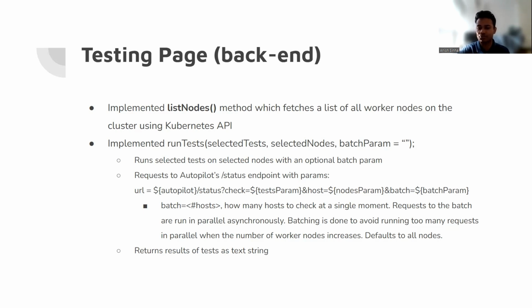The requests to batch are run in parallel asynchronously, and the default is that all nodes are checked at a single moment. But with the batch parameter, you can split it up into batches, and you can avoid running too many requests in parallel with a lot of worker nodes. And finally, the method just returns the test results as a text string, shown in the previous slide.